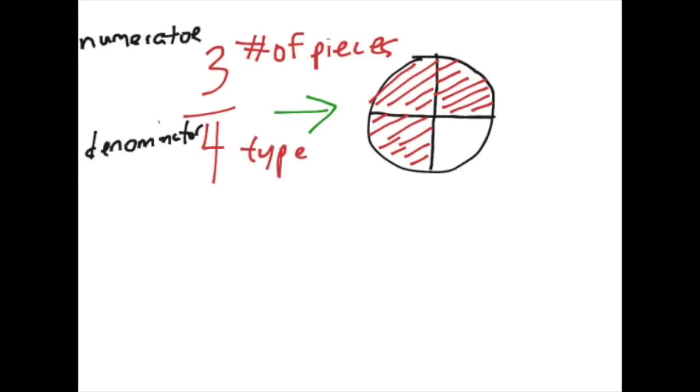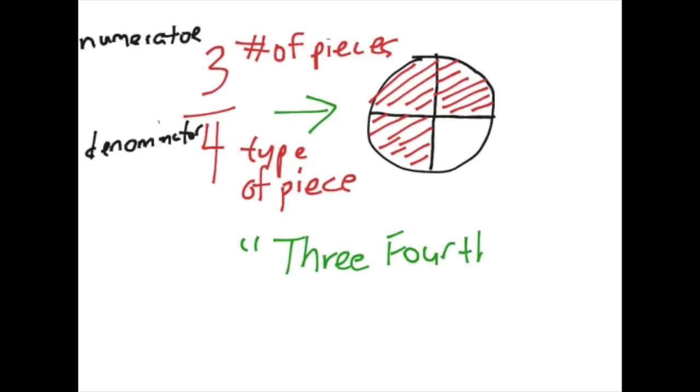The bottom, referred to as the denominator, could also be thought of as the type of piece. So the type of piece here is quarters. Another word for that is fourths. So this whole circle is divided into 4 pieces. That's the type of piece, fourths. And the number on top, of course, is 3, which is the numerator.